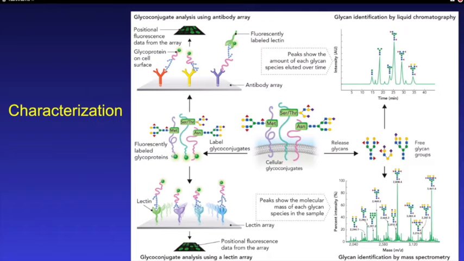The one advantage is you don't need a lot of sample, and they can be reused. The deficit to this is that we have to know what the structure is to have the lectin for that, to understand what is going on.